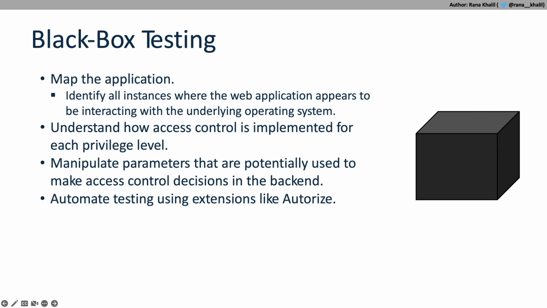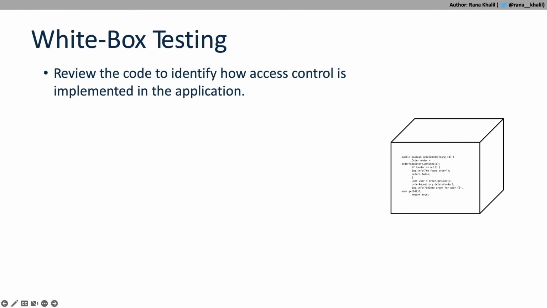So instead, what you want to do is to use extensions like Authorize for Burp to automate a portion of that work. And we'll talk more about that in the next section. And that's essentially, at a high-level overview, how I would approach testing access control from a black box perspective. Alright, moving on to the white box pen testing perspective.